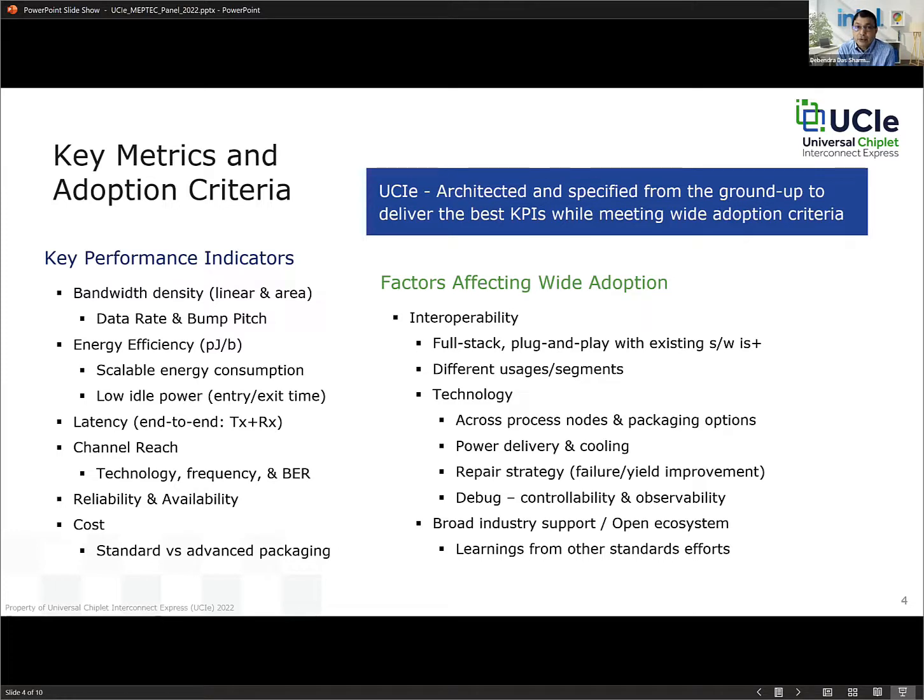Different usages and different segments, those are all important, right? Because when I design something, some people will design for a niche, but a lot of people would like their design to go broadly, because that's how you're going to recoup your investments, right? Same thing around the technology. You need to interoperate across a wide range of technology and across a wide range of packaging options. All of these things are important, right? So it's the underlying technology, it's the adoption criteria, it's the interoperability, and do you also have a good compliance and interoperability story, right? These are the factors that make successful standards.